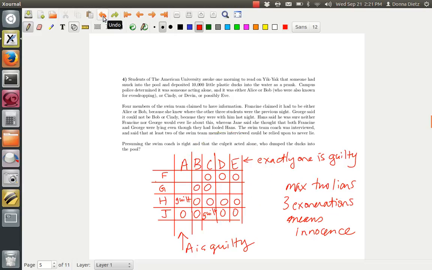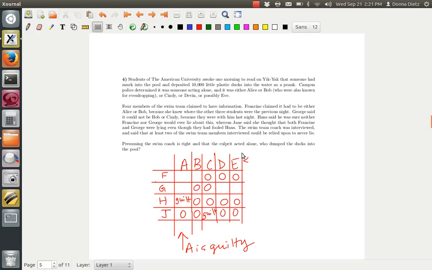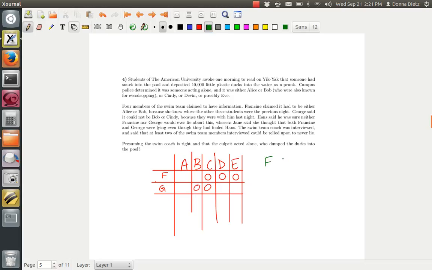Okay, so here's a question. Now we finished this puzzle. What if instead we had this following scenario? This is a completely alternate scenario. What if somebody says, I know between Francine and George, one of them's lying and one of them's telling the truth? So we would say F exclusive or G. It's like saying you can have cake or ice cream but not both, right? It's exclusive or. It means F and not G, or not F and G. So that's what it means.